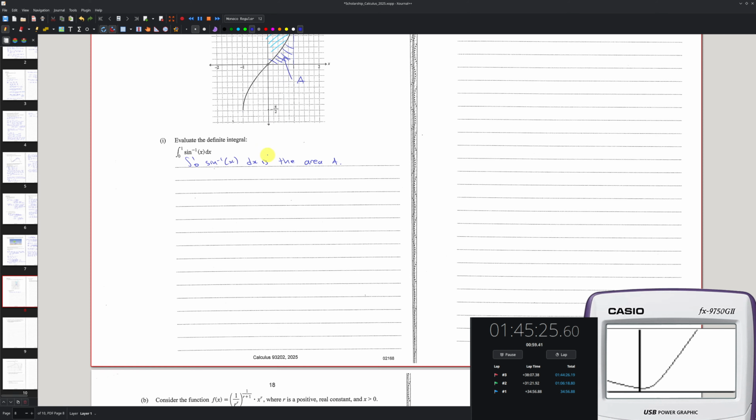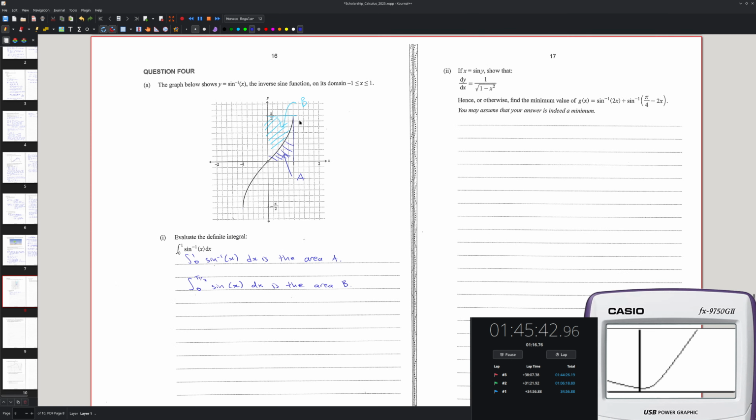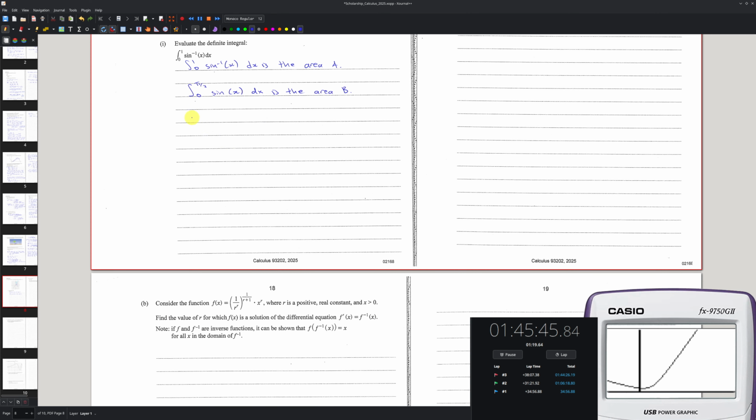But then if I take the integral from 0 to pi on 2 of sine x dx, that is the area B, right? And obviously one of them is a lot easier to calculate than the other one. So A plus B is equal to pi on 2, right? So B is the integral from 0 to pi on 2 of sine x dx, which is negative cos x evaluated from pi on 2 to 0, which is just 1. So therefore A is equal to pi on 2 minus 1. Nice.